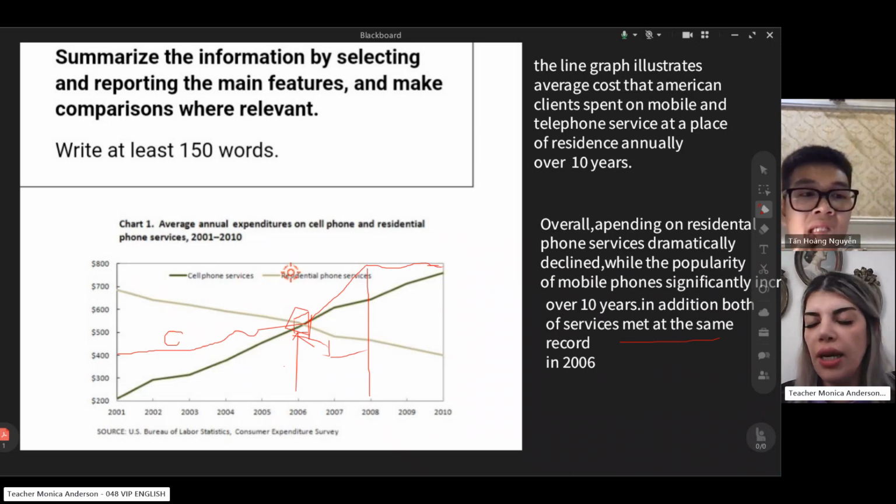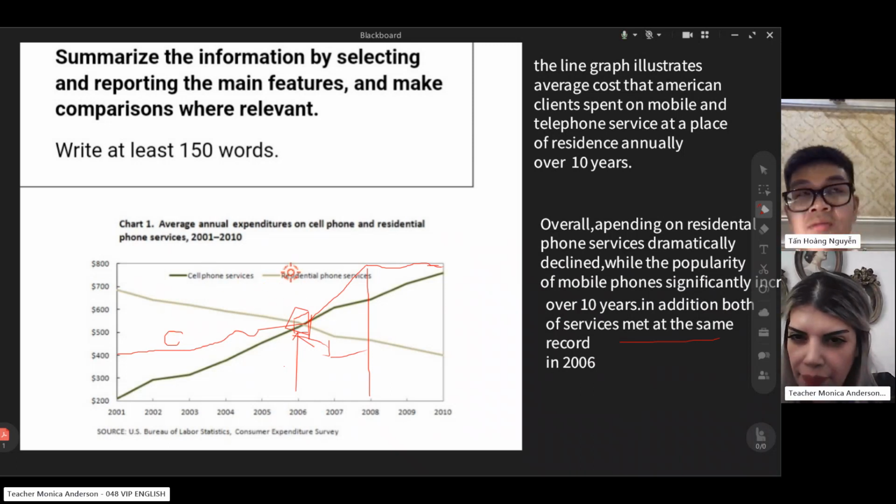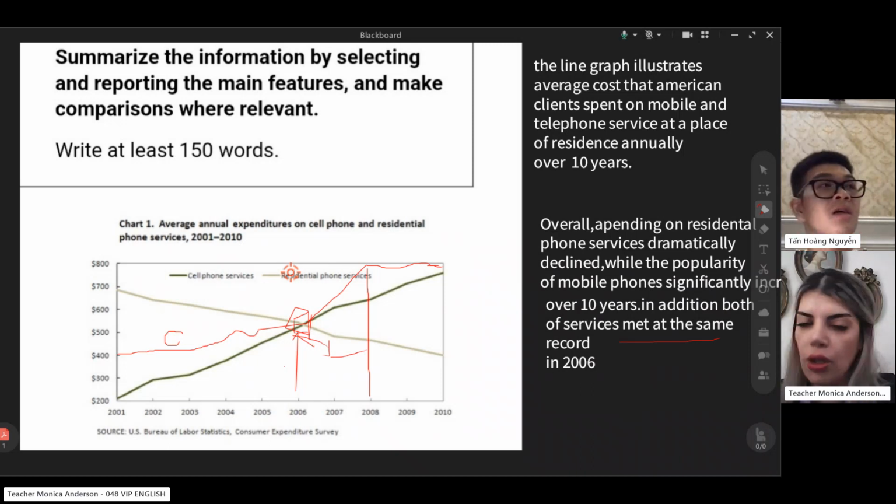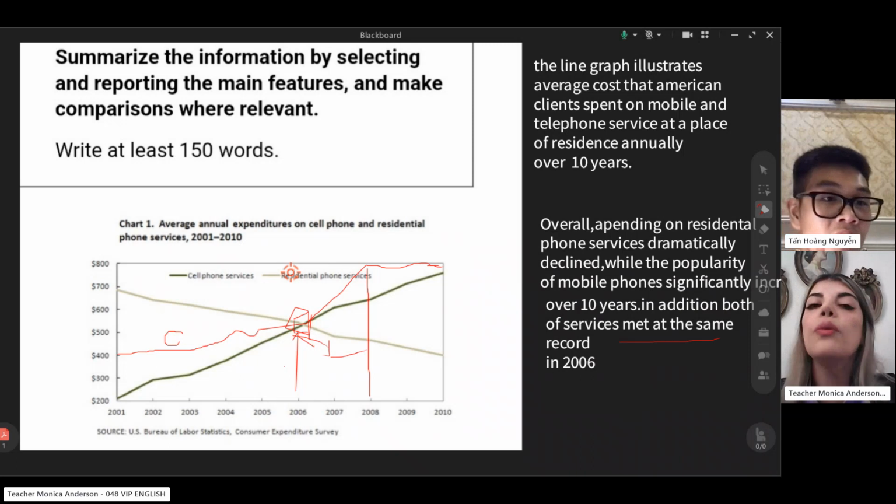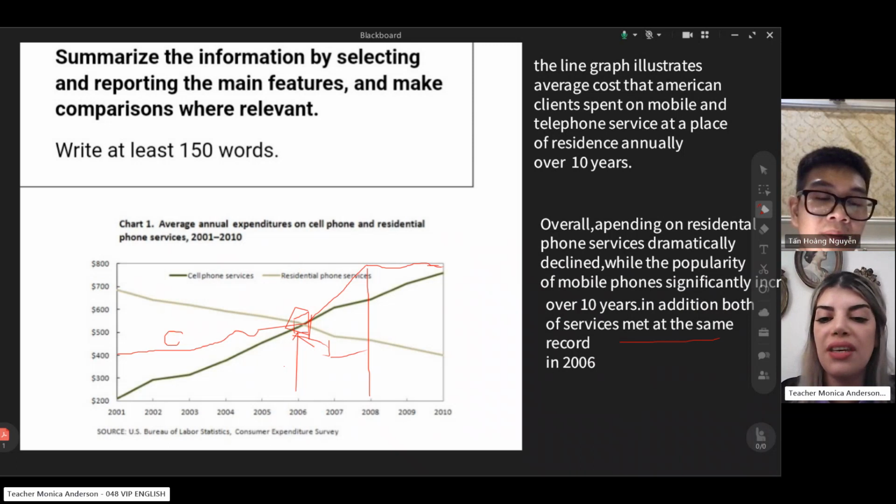I think this means that we give detail about the line graph, so I think we shouldn't give it. We don't give any detail. As I told you, we don't give any detail. As I told you, you need to pay attention to the questions.